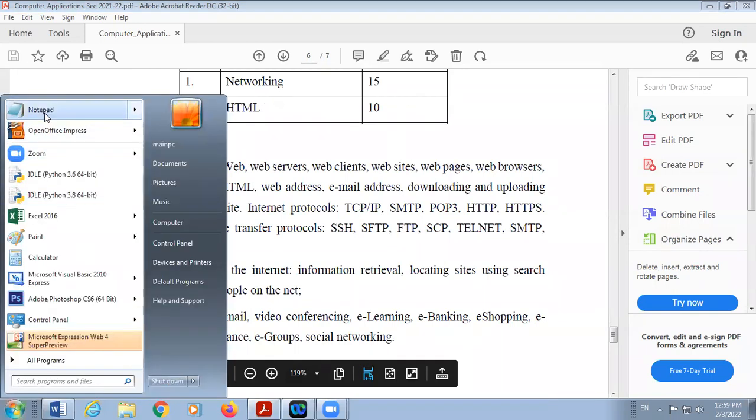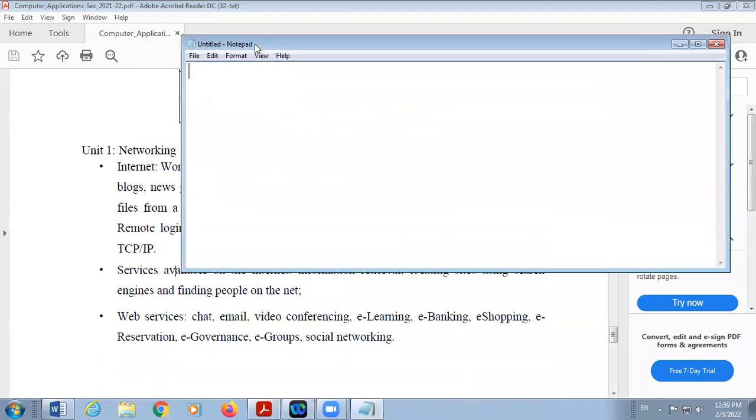So different web services are these different products of internet. These are called web services. When you are connected with the internet, you can use chatting, you can use email, video conferencing, then there is e-learning, that is also a part of web services.